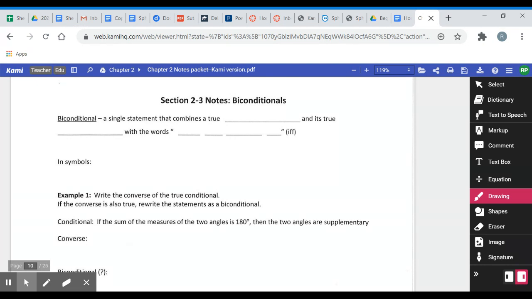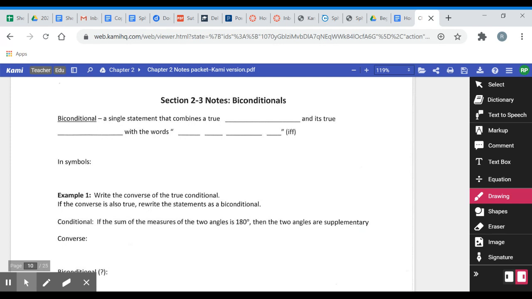In Section 2-1, we talked about sequences and patterns in direct reasoning. In Section 2-2, we started talking about conditionals and if-then statements, conjectures, counterexamples, and so forth. And so now this is a biconditional.